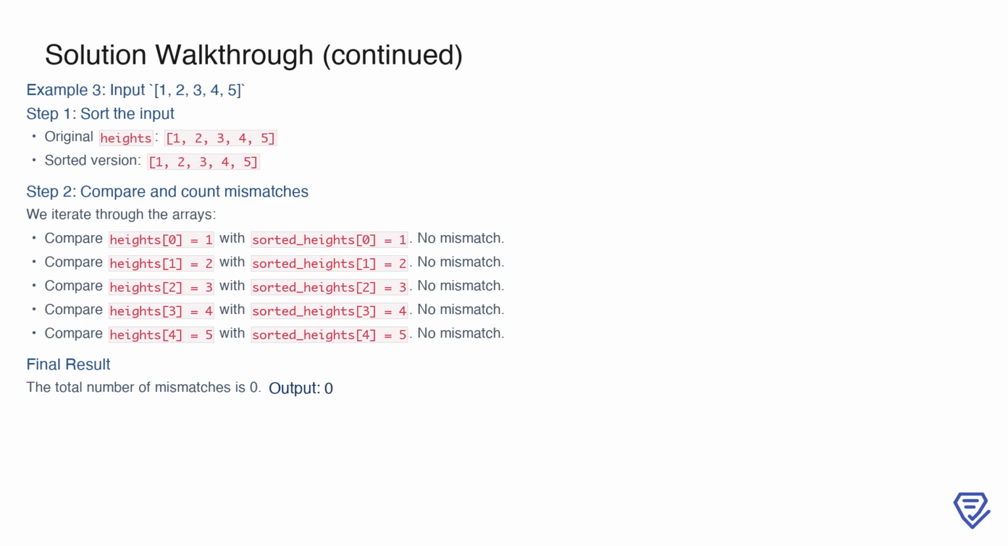Sorting this list results in exactly the same order, 1, 2, 3, 4, 5. Now, when we compare each element, 1 matches 1, 2 matches 2, 3 matches 3, 4 matches 4, and 5 matches 5. Since there are no mismatches between the original and sorted lists, the mismatch count remains 0. This means that all the students are already in the correct positions, so the output in this case is 0.